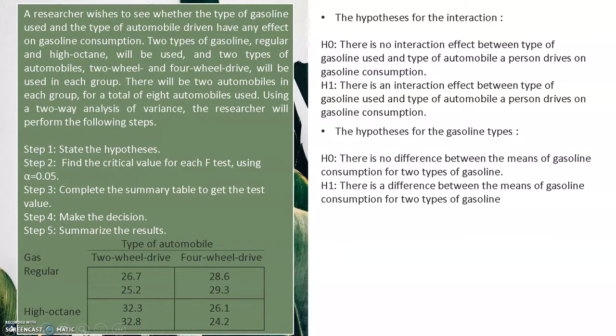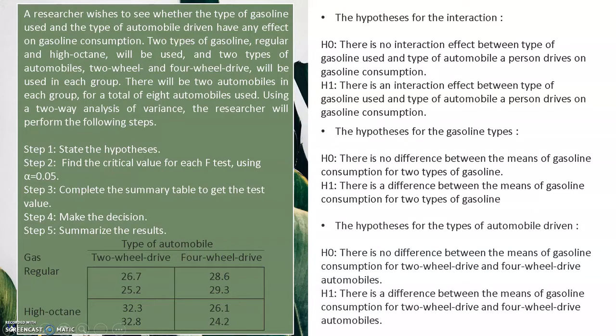H0, there is no difference between the means of gasoline consumption for two types of gasoline. H1, there is a difference between the means of gasoline consumption for two types of gasoline. Dan hypothesis yang last kali kita akan buat untuk types of automobile driven. H0, there is no difference between the means of gasoline consumption for two-wheel drive and four-wheel drive automobiles. And H1, there is a difference between the means of gasoline consumption for two-wheel drive and four-wheel drive automobiles.